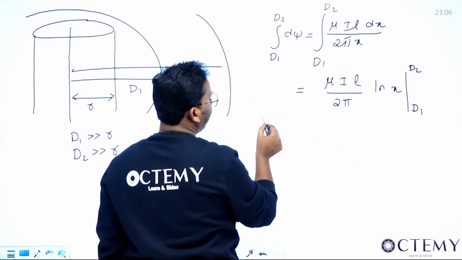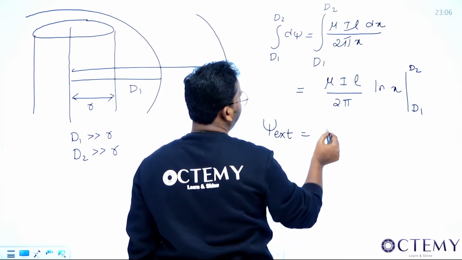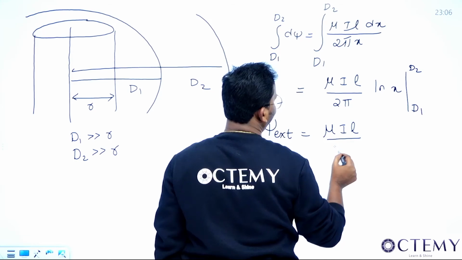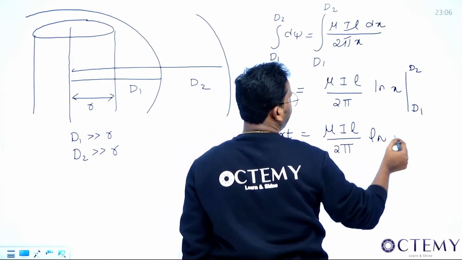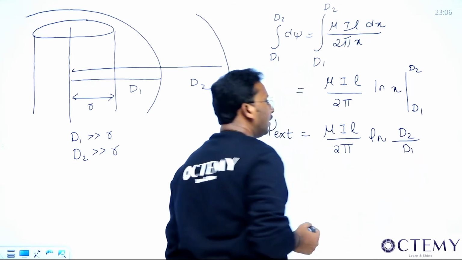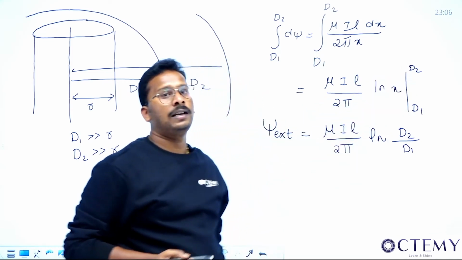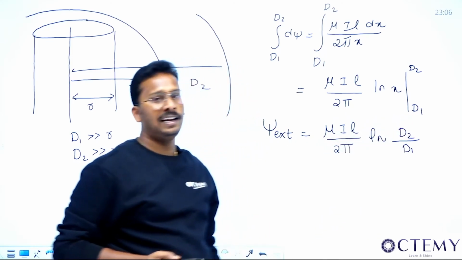So total flux external will become mu I L divided by 2 pi into ln d2 divided by d1. Because this is ln d2 minus ln d1, so it will become ln of d2 by d1.